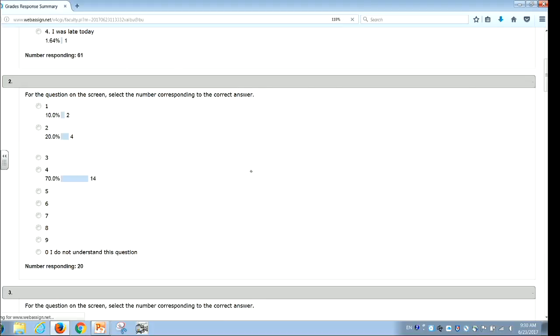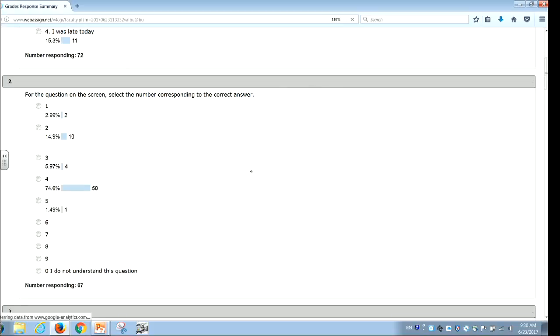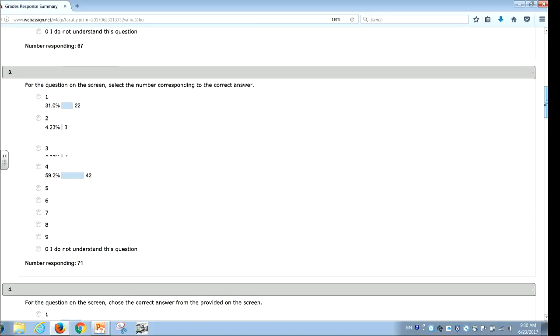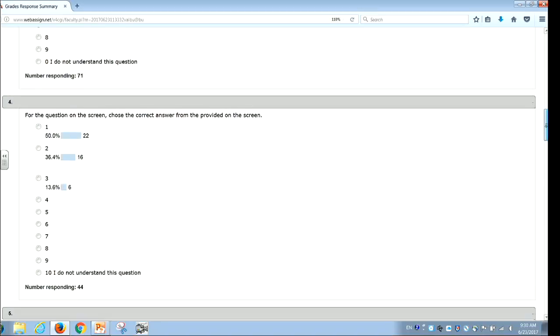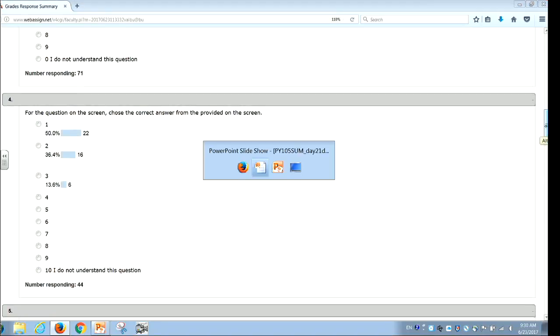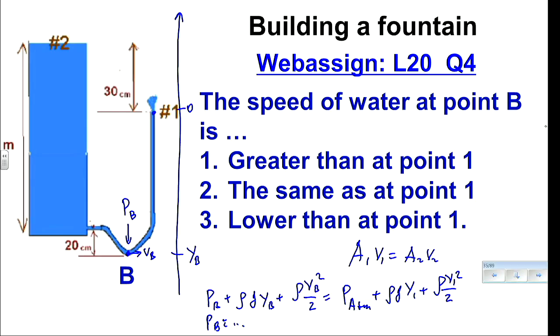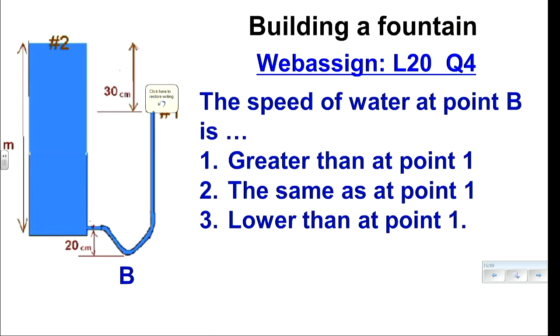What did you say? Yeah. Same? That is correct. So if you're not sure, but that means your intuition is correct. So it's not about thinking, it's about using equations. Same area, same diameter, same speed, nothing else.